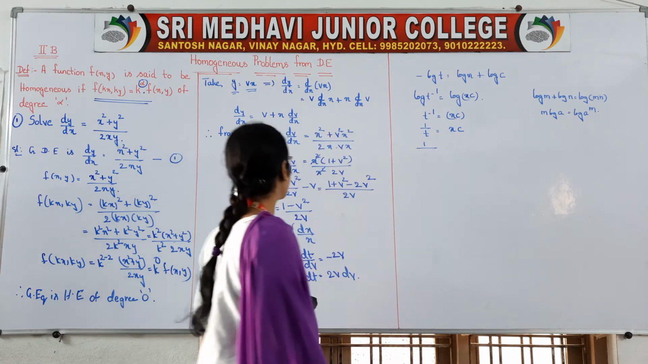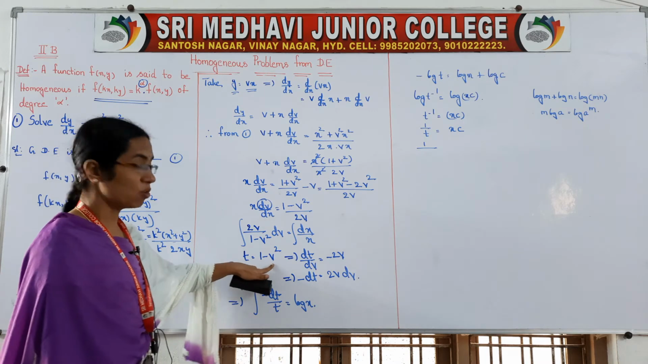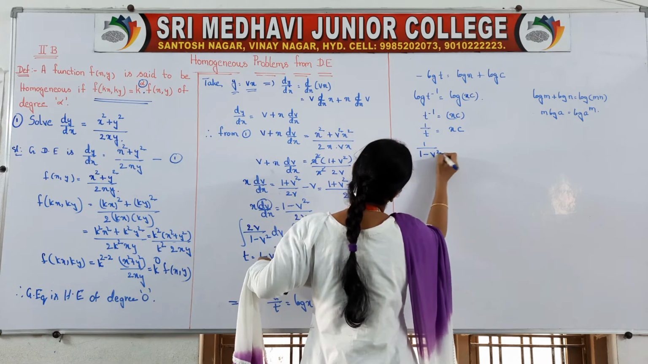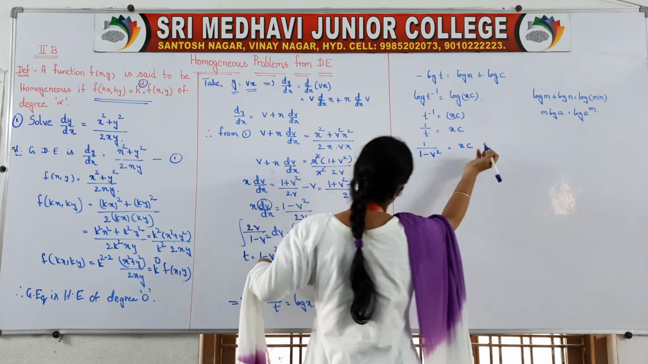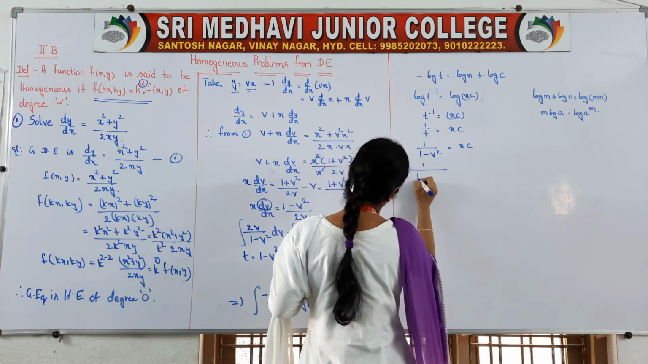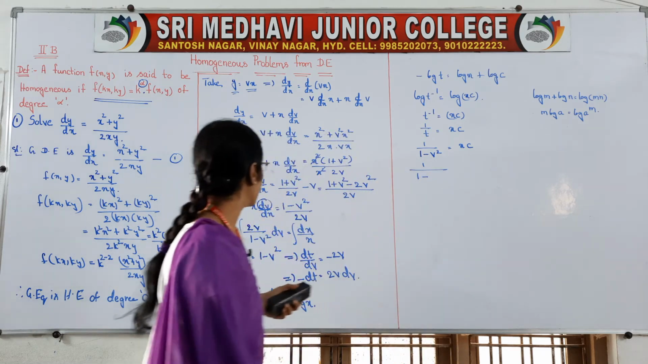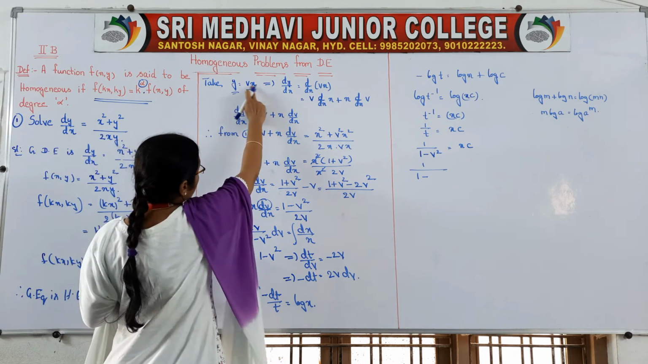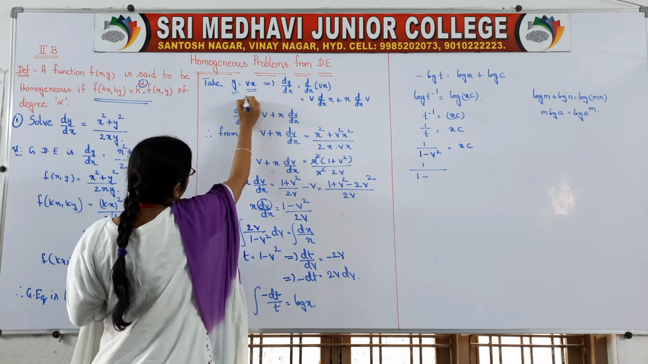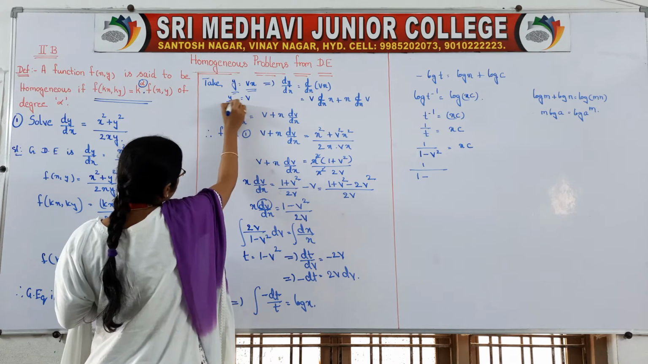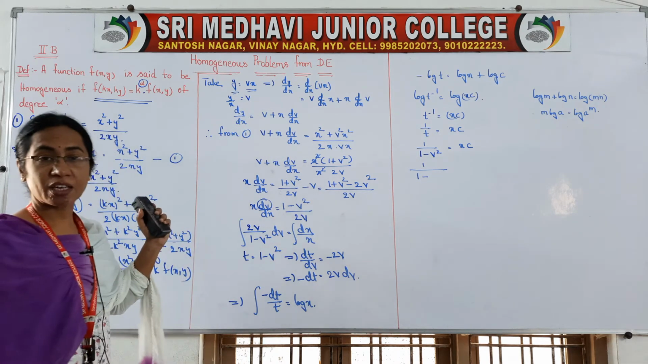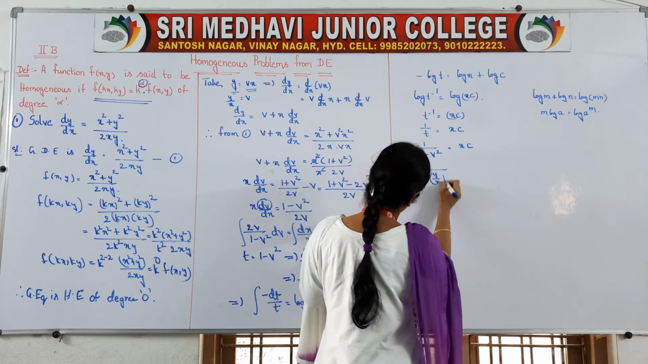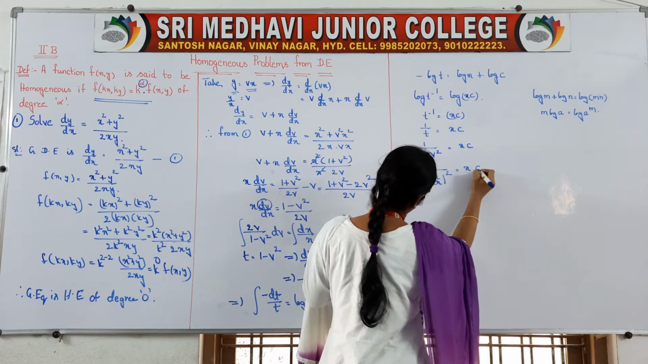So 1 by t. What is your t value? 1 minus v square. So it is 1 by 1 minus v square is equal to xc. So what is v? In the beginning we have taken y is equal to vx. So if we want v, send x this side, that is y by x. The v value is y by x. So you take y by x whole square.